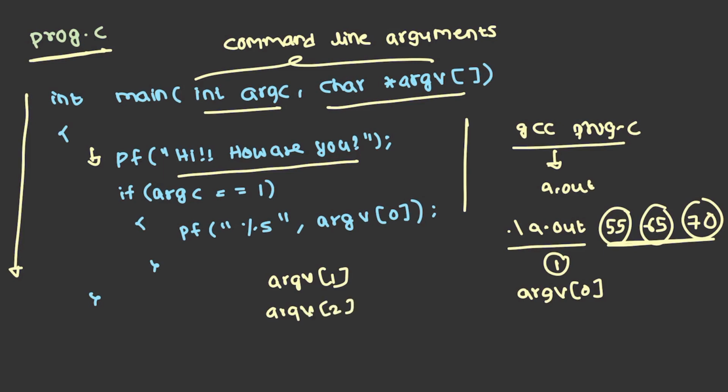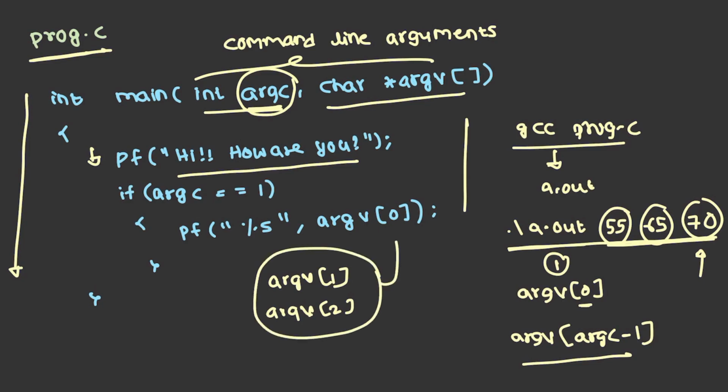As we are not aware of the length that will be sent at that instance, you can get the length of the command line arguments using argc. The last element of the command line argument can be accessed with argv of argc minus 1. This happens because we know that array indexing starts with 0. If you want to access these arguments, you can utilize this with the help of these statements inside the program.